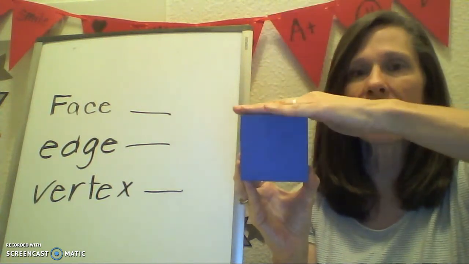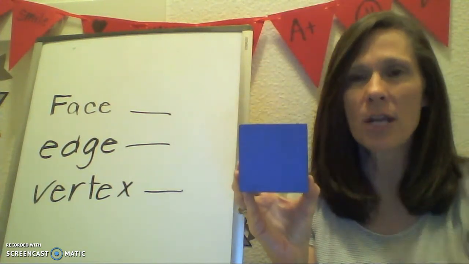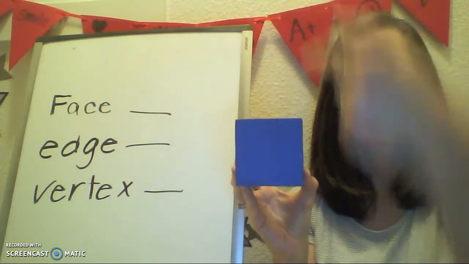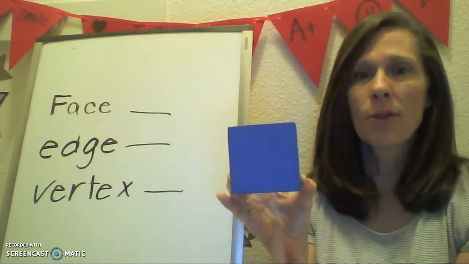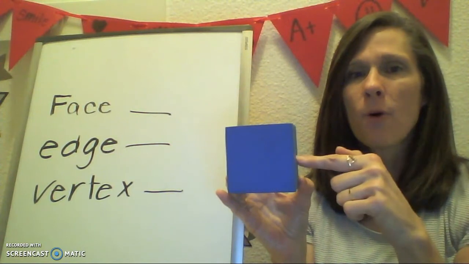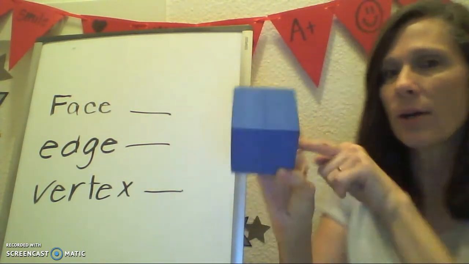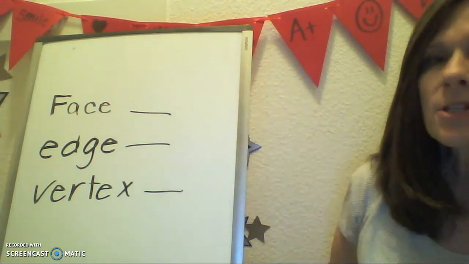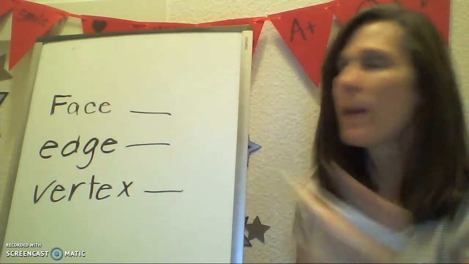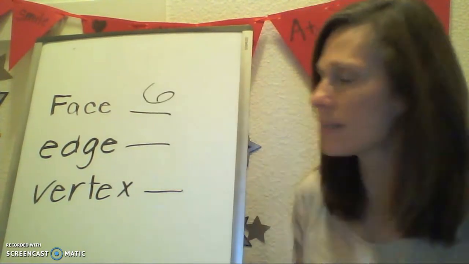We're counting the faces, the flat part of the solid shape. Ready? 1, 2, 3, 4, 5, and don't forget this back one here, 6, right? So I would say that the cube has 6 faces.